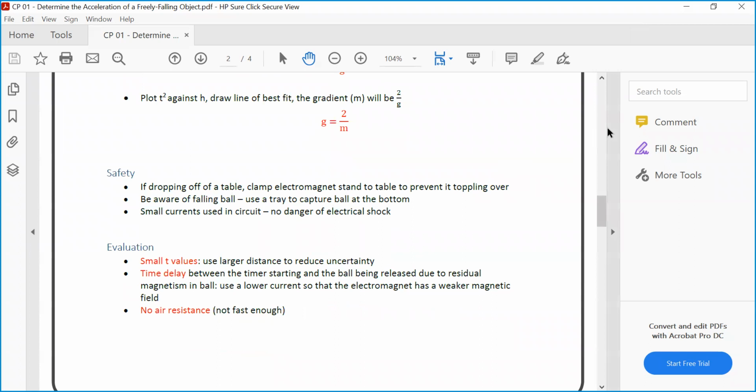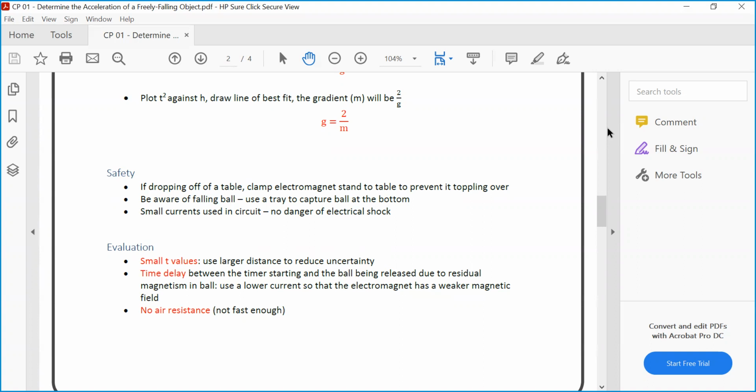Evaluation. Small t values. Use larger distance to reduce uncertainty. In measurement knowledge, we know we have to take larger values or readings to avoid percentage errors. To minimize percentage errors, we have to take bigger values as much as possible. The bigger the value or reading, the lesser the uncertainty or the error. So that's a good one.